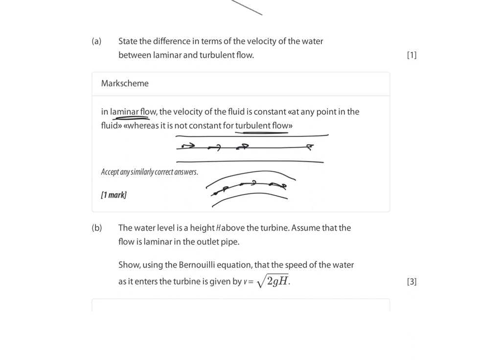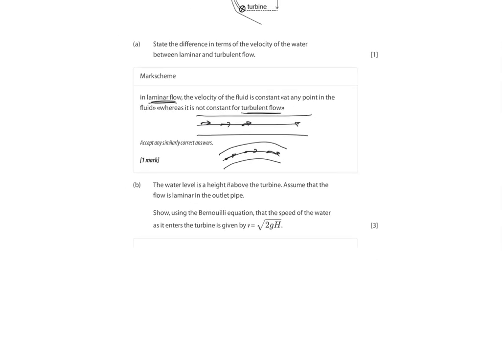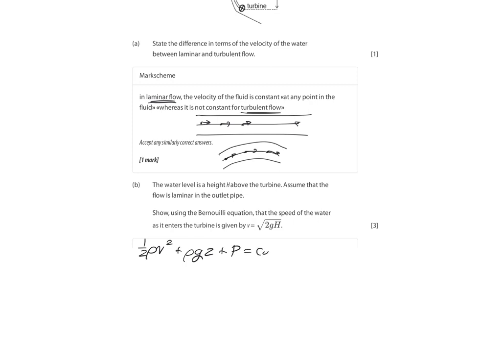All right. Then B says, show that the speed of water when it gets down to the turbine is √(2gh) using Bernoulli. So we have Bernoulli. It's the constant: 1/2 ρv² plus ρgz, where z would be the height, plus the pressure is a constant.